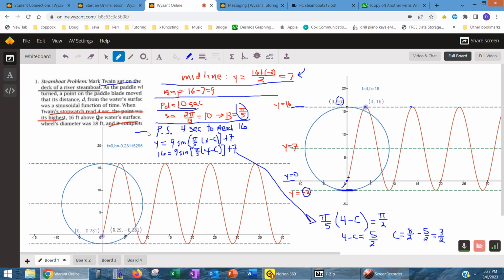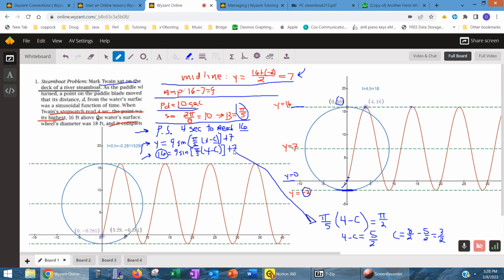And how do we find the phase shift? It takes 4 seconds to reach the 16. So right now we have this equation. Y could be distance if you wanted. 9 times the sine of, there's b, times the quantity x minus c, that's what we don't know, the phase shift, plus 7. We want to know what the phase shift has to be in order for us to reach a height of 16. So we want to solve this equation for c.